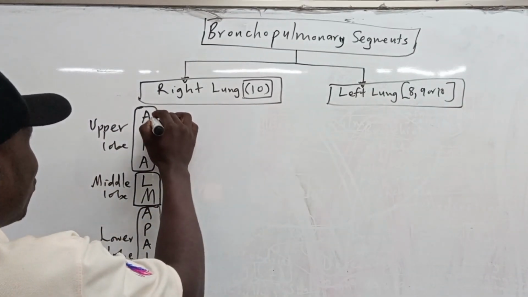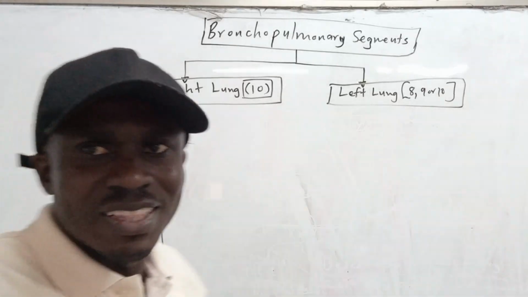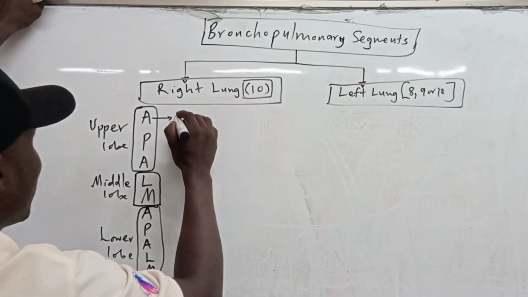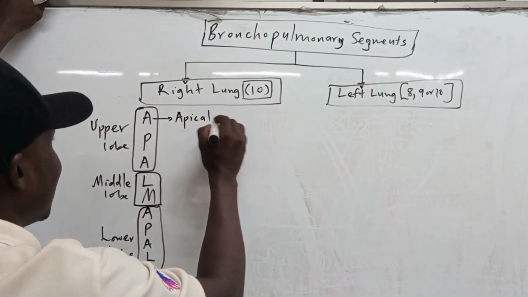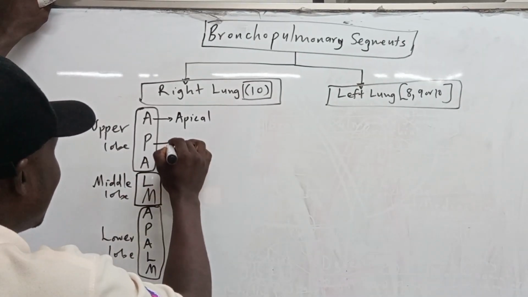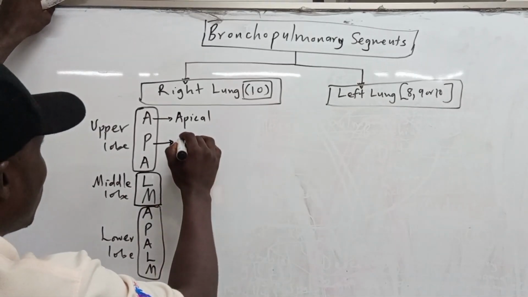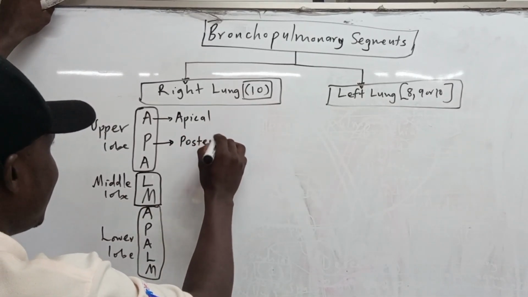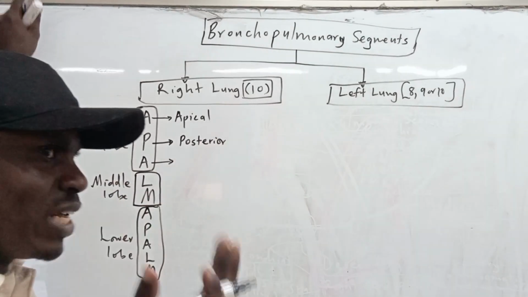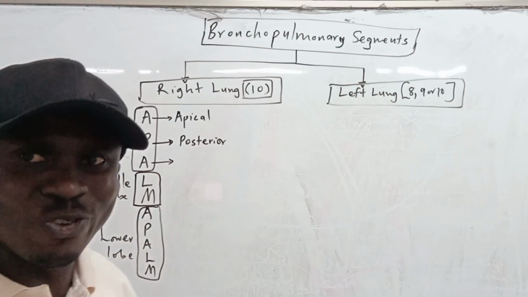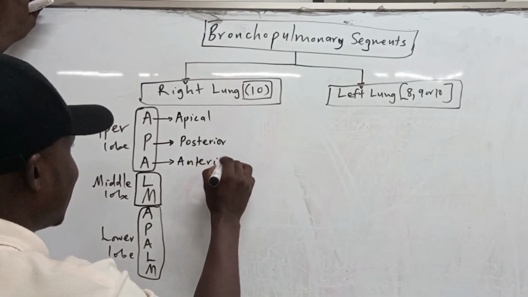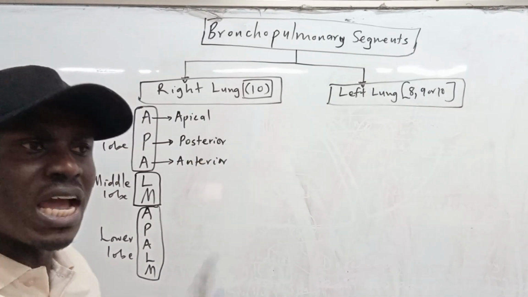Now, A in anatomy, this A over here is towards the apex. I'm talking about apical, so A for apical. Apical bronchopulmonary segment. Now, the P over here is for posterior. Now, the A over here again, this time around it's not for apical, we've dealt with the apical. If I mention posterior, then of course you know the opposite of posterior becomes what? Anterior. So this is anterior bronchopulmonary segment. Okay, it's as simple as that for the upper lobe.